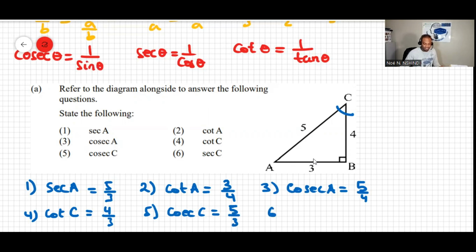And then 6, what we have, sec of C. Sec is the reciprocal of cos. We know that cos is the C in the SOHCAHTOA, it's adjacent. Adjacent is 4 over hypotenuse, so it's going to be hypotenuse over adjacent, so 5 over 4. It'll be 5 over 4.